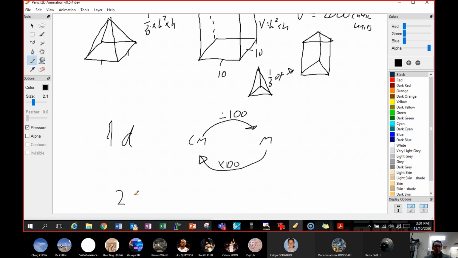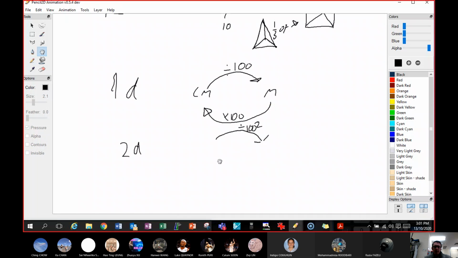But if it's 2D, you're going to divide by 100 squared. So if I'm trying to convert area from centimeters squared to meters squared. Similarly, if meters squared to centimeters squared, I'll times by 100 squared. If I'm talking about 3D, I would do it cubed. Okay, and that's pretty much it.